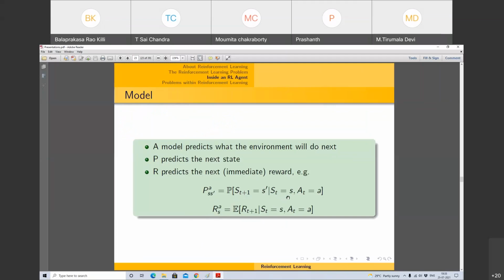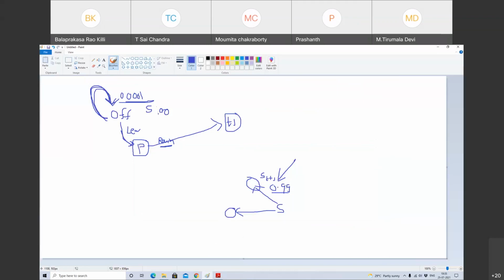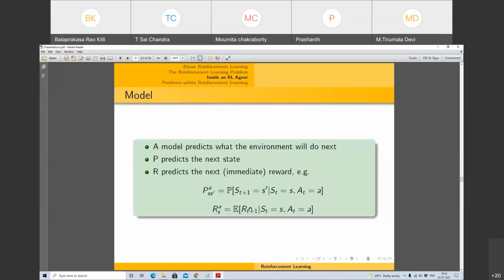So you are in some state. Your action is to move left or move right. Let us say move left. Then what is the probability with which you will end up in this state, st plus 1? Let us say here, with 0.99 probability, you will end up in this state. With 0.01 probability, you will end up in st plus 1 dash. Is it clear? That is the transition model.